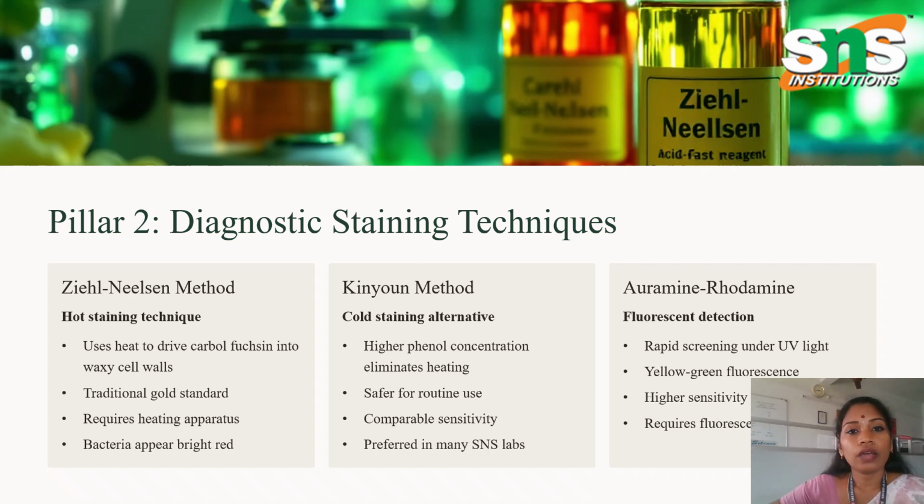The Kinyoun method is a cold staining version. It uses a high phenol concentration, so heating is not needed in this method. It is safer and widely preferred in labs. And we have the auramine-rhodamine method. It is fluorescent under UV. It is a sensitive method for fast screening of large numbers of samples.